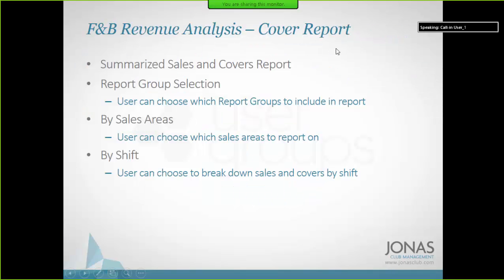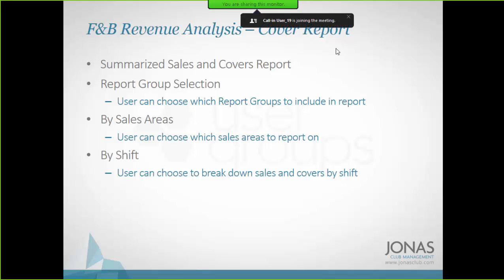Okay. So the first thing we're going to look at is a report that's been in the system for some time. Just a lot of people aren't even aware that it's in there, and it's the F&B revenue analysis. It'll give you summarized sales as well as cover reporting. It's very simple to set up. It bases the report on report group.